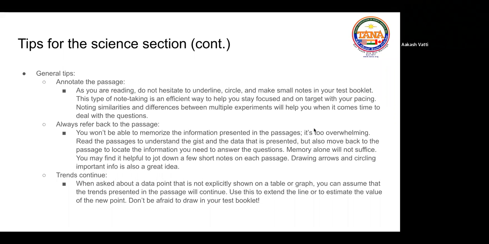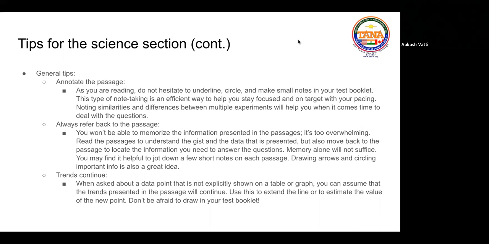So another thing is to always refer back to the passage. You won't be able to memorize the information presented in the passages. It's just too much and it's overwhelming. But read the passages to understand the gist and the data that is presented, but also move back to the passage to locate information that you need to answer the questions. And memory alone won't suffice, and you might find it helpful to jot down a few short notes on the passage, as I said in the previous tip. Drawing arrows and circling important info is also a good idea.